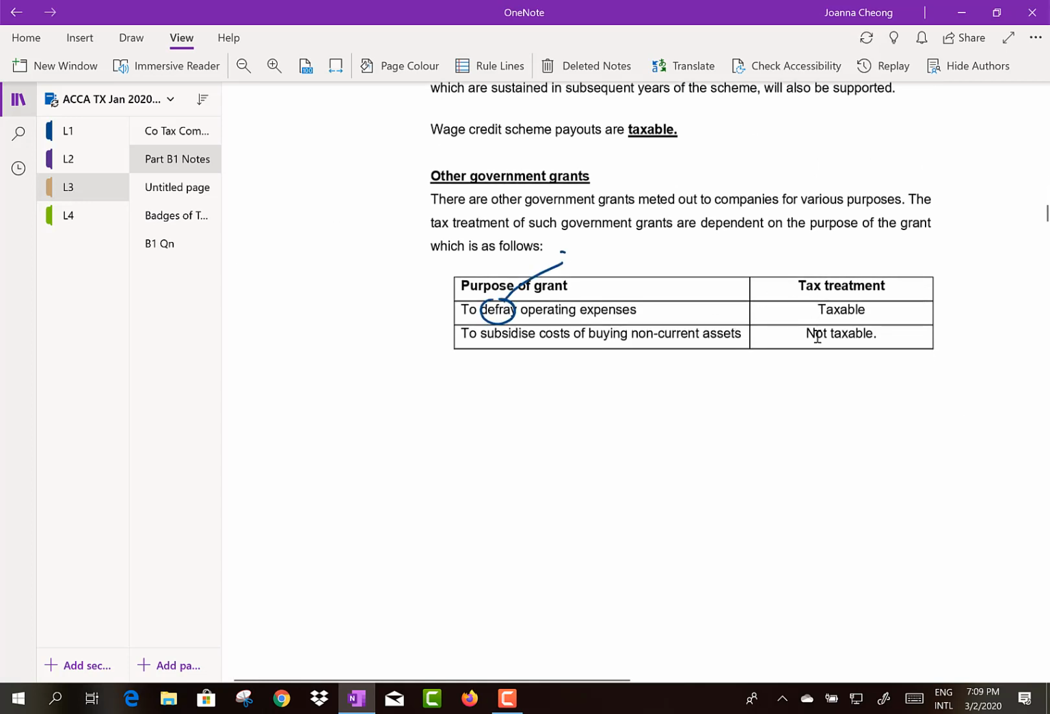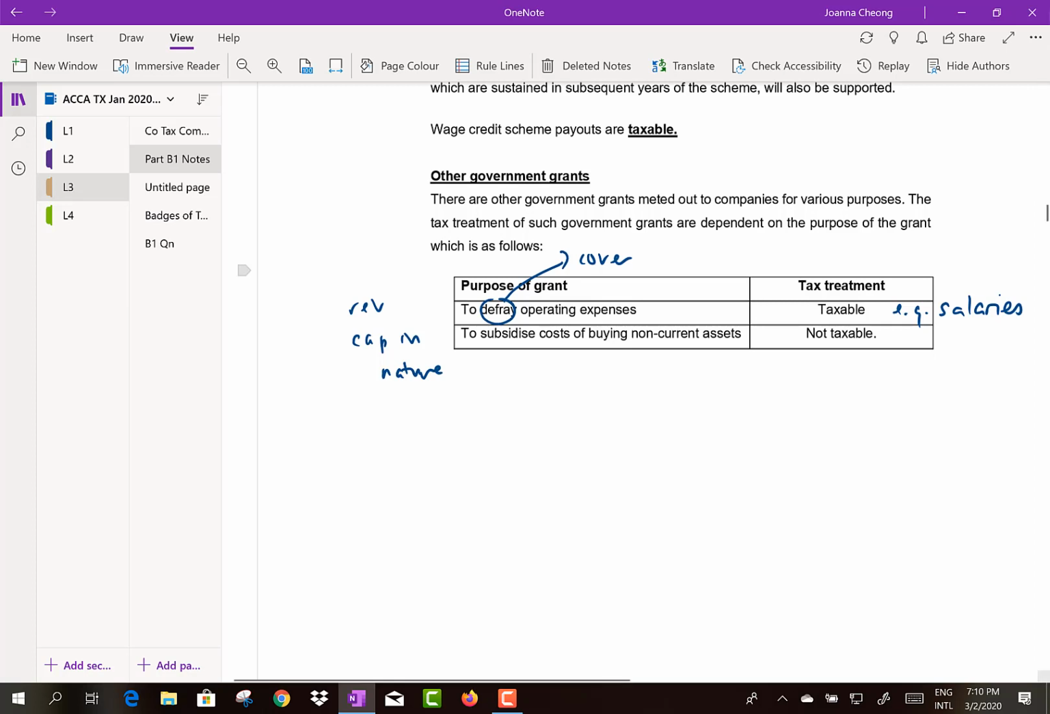Defray means to cover operating expenses like salaries and so on. Salaries are revenue in nature, or even training expenses. The government gives grants so that companies can sponsor or rather send their employees for training. Training subsidy will also be taxable because it's revenue in nature. So this is revenue in nature and this is capital in nature.